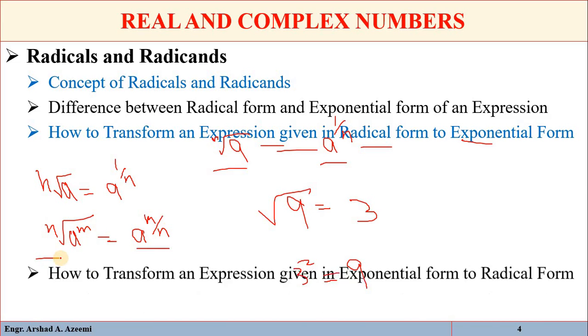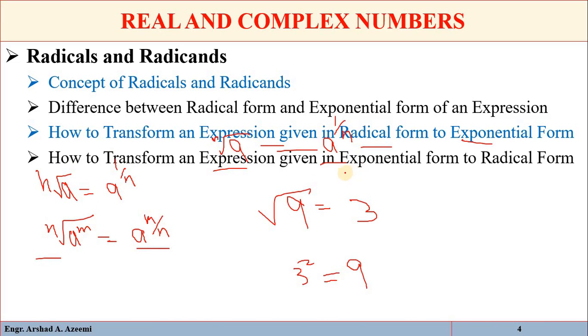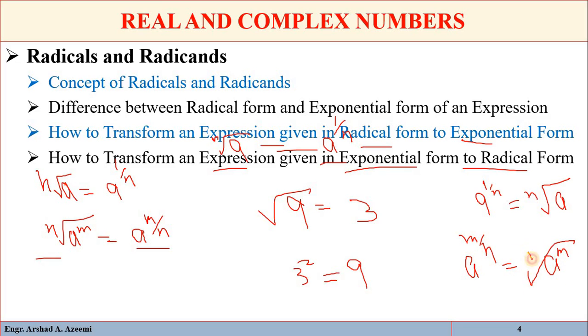How to transform an expression given in exponential form to radical form. If we have a to the power 1 over n in exponential form, in radical form it will be the nth root of a. Or if we have a to the power m over n, it will be equal to the nth root of a to the power m. So this is the conversion from exponential form into radical form.